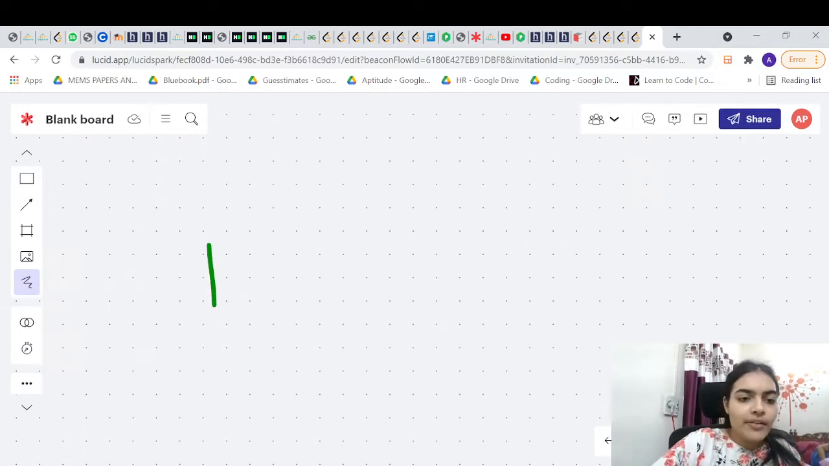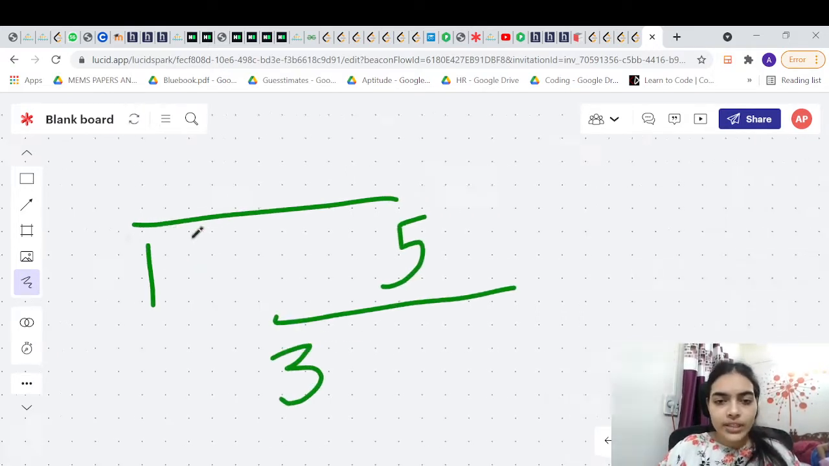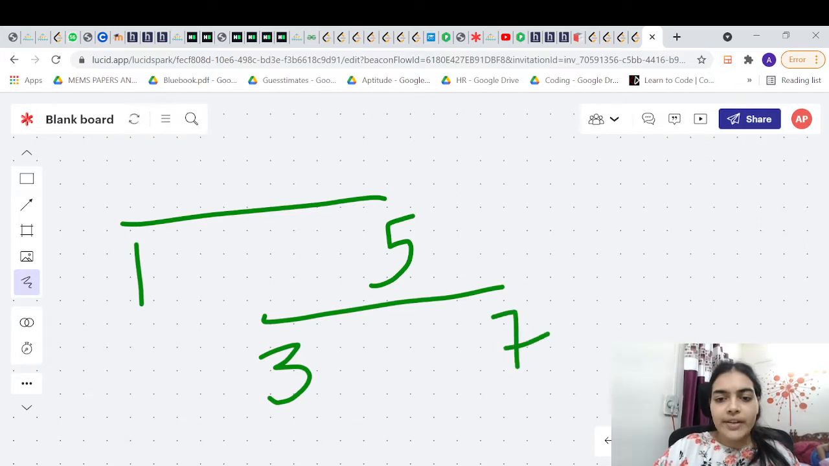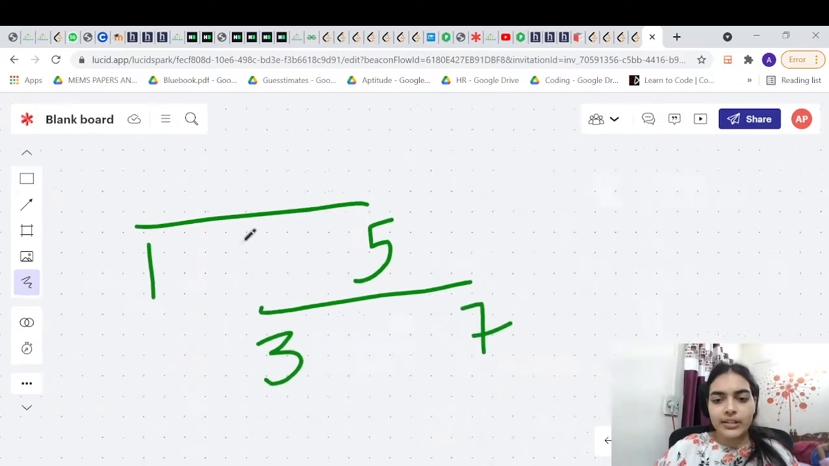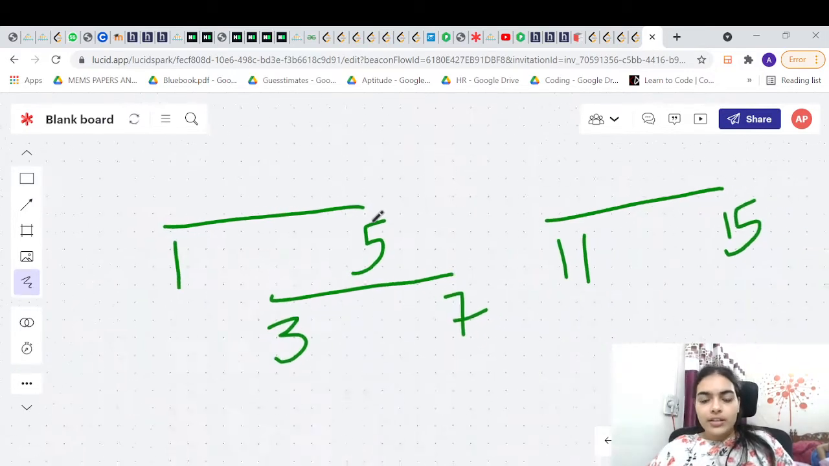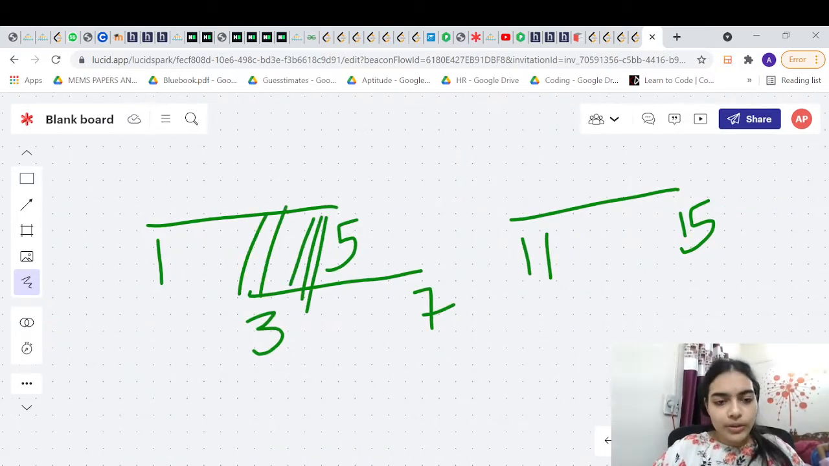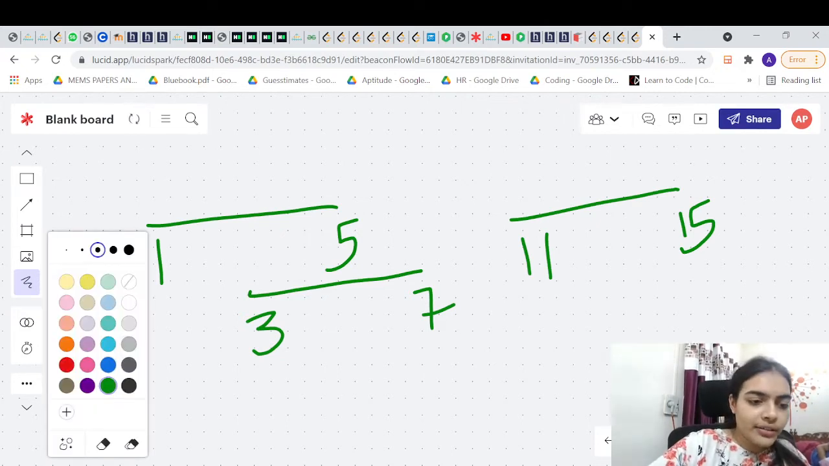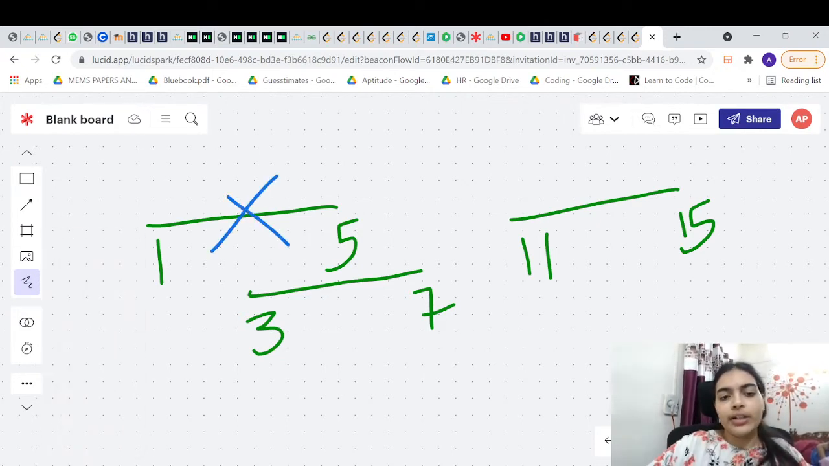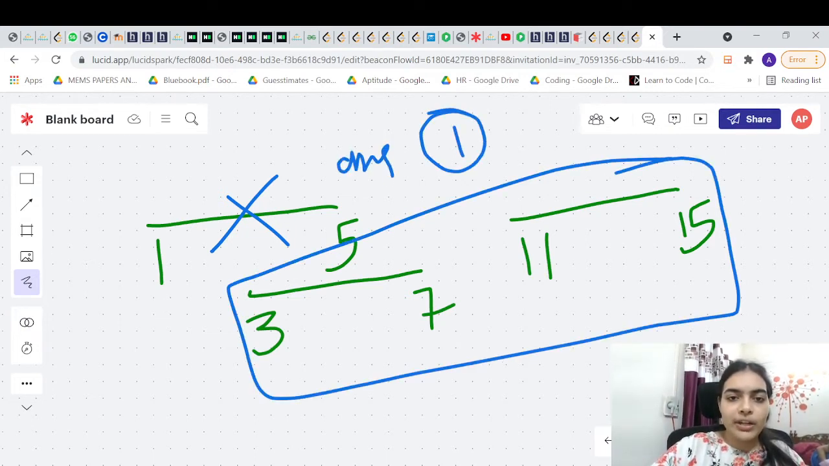So let's say you have a case like this: [1, 5], [3, 7] and some other interval like [11, 15]. In this case, two of the intervals are overlapping, so you will have to delete at least one of the intervals. Suppose you delete the first interval, you will get the remaining two intervals which are non-overlapping. So your answer is 1 in this particular case.